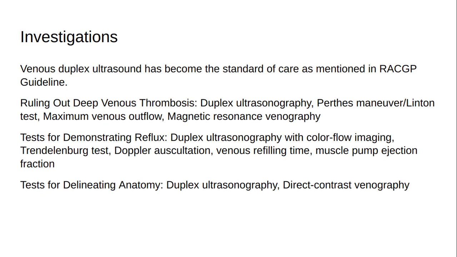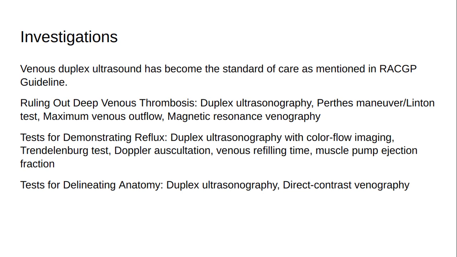Venous duplex ultrasound has become the standard of care, as mentioned in the RACGP guideline. For ruling out deep venous thrombosis: duplex ultrasonography, Perthes maneuver / Linton test, which distinguish antegrade flow from retrograde flow in superficial varices, maximum venous outflow, magnetic resonance venography. Tests for demonstrating reflux: duplex ultrasonography with color flow imaging. Here venous valvular reflux is defined as regurgitant flow with Valsalva that lasts longer than 2 seconds.